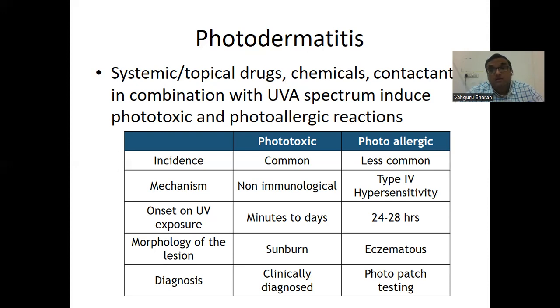What is the morphology of the lesion? In phototoxic, it is sunburn-like. In photoallergic, it is eczema-like. How do you diagnose? A phototoxic reaction is diagnosed by looking at the affected part. In photoallergic, there is something called a photo patch test.